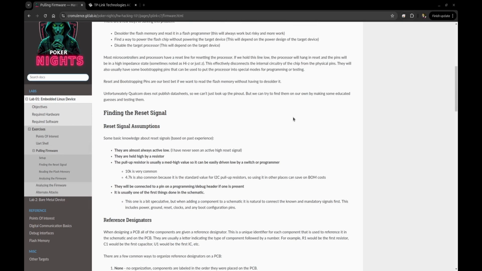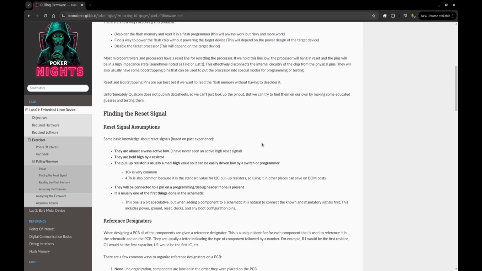So in a lot of cases, you can just look up the data sheet for this, and that's a pretty easy way to go. Find the reset pin. Sometimes you'll find something else, like a test mode pin. In this case, though, it's Qualcomm. They do not publish data sheets unless you're going to buy a very large quantity of their chips. They're not going to give you a data sheet and tell you how it works. So we're going to have to do a little RE and see if we can find the reset signal on our own.